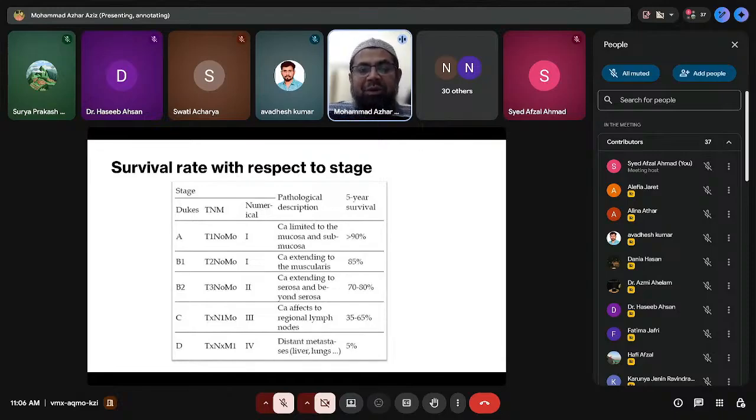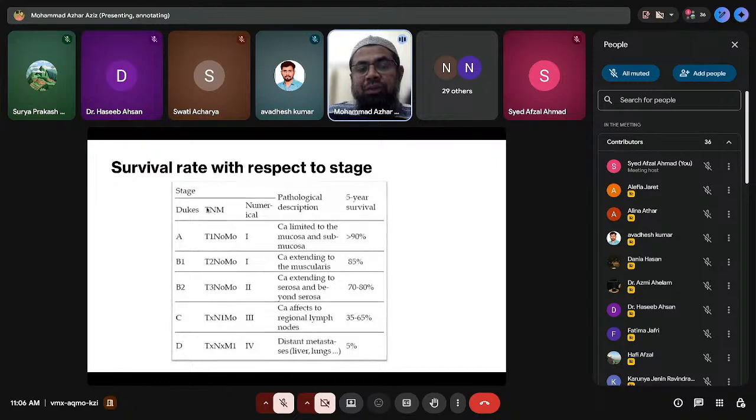I'll walk you through the slide. These are the stages, which is called the Dukes staging system in colorectal cancer. It's in alphanumeric format: A, B, B1, B2, C, and D. Then we have the tumor, nodes involved, or metastasis. This is called the TNM classification.